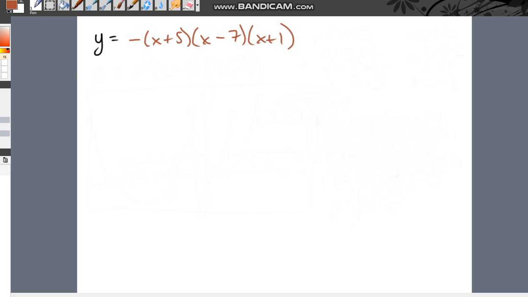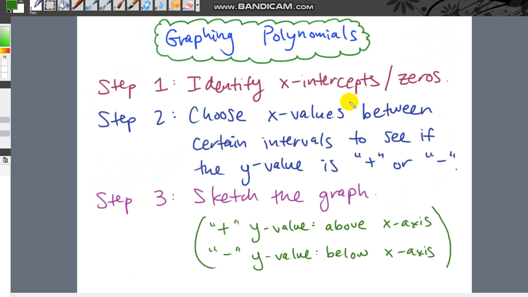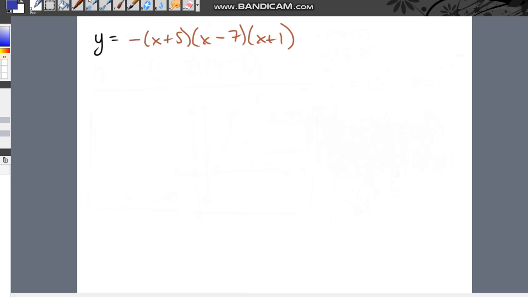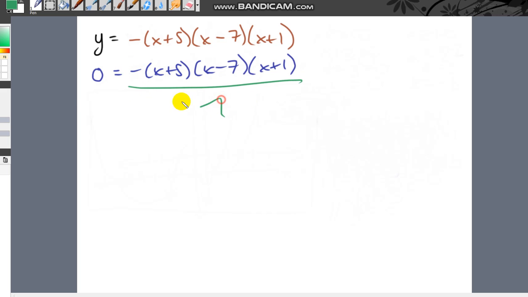Same idea. Start off with step 1: identify any x-intercepts or zeros. We're setting y equal to 0 in order to find our x-intercepts. So 0 equals negative times x plus 5 times x minus 7 times x plus 1. Now, something interesting happens here. You see the negative here? If we divide this whole thing by negative 1, it's still 0 on the left-hand side. So it doesn't make a difference if we want to solve for x-intercepts. We can just take the factors that you see right there. So let's go ahead and take our factors.